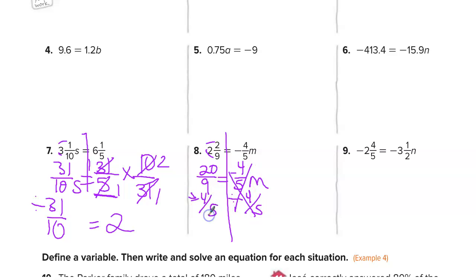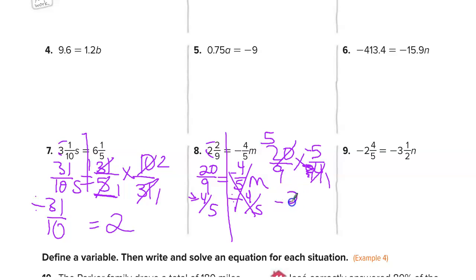So I'm going to rewrite over here. I'm keeping my 20 over 9. I'm changing, and then I'm flipping. I'll just change it like this. So I'm going to do some reducing here. 5 and a 1. So I'm left with 25 over 9.